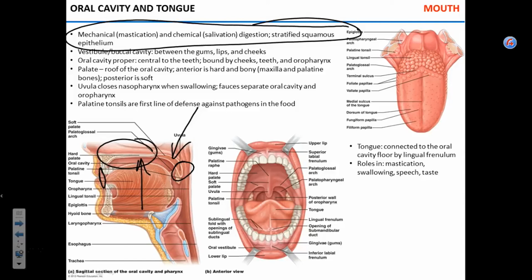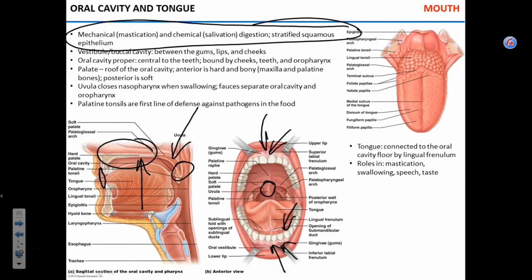So if you open your mouth and look in the mirror, you're going to see some distinctive anatomical features. Of course, gums and teeth. Tongue, by the way, the strongest muscle in your body, relative to its size. Uvula. The frenulum, inferior and superior labial frenulum.